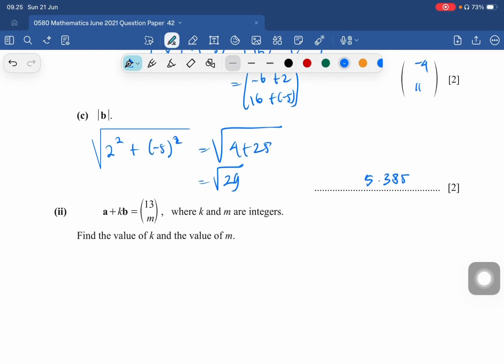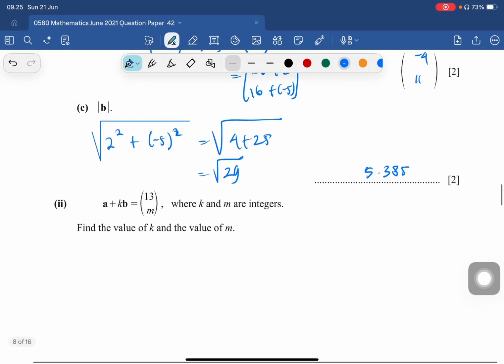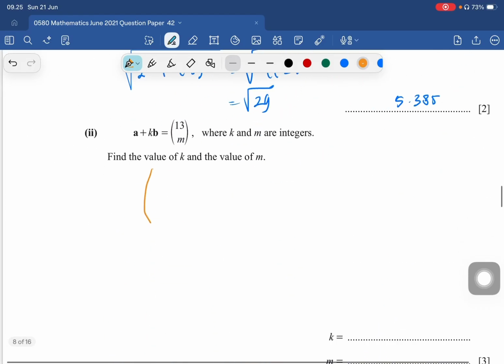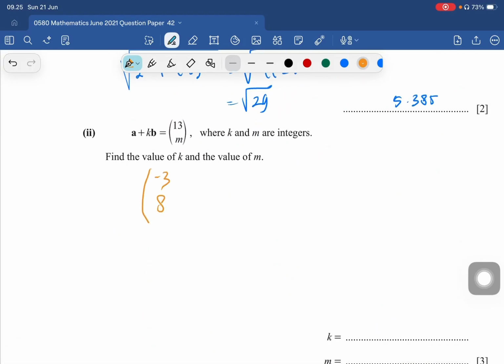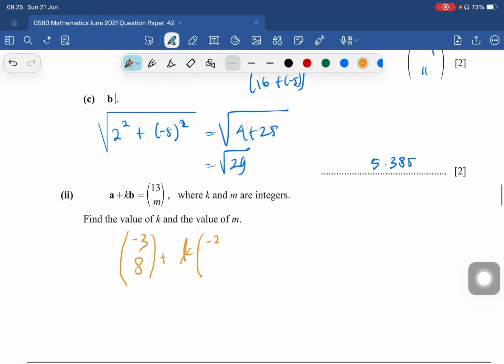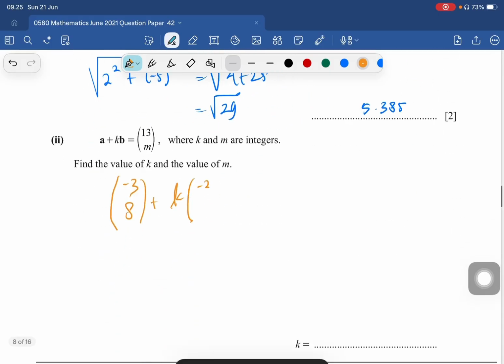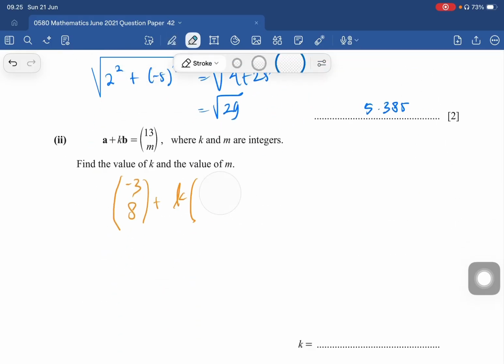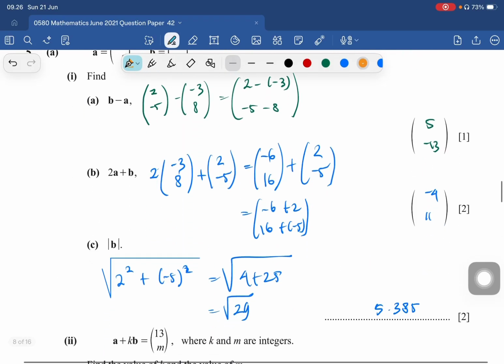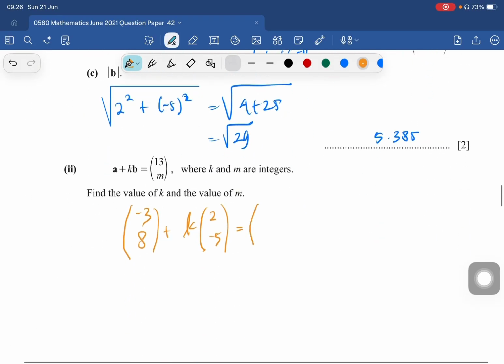Okay, a plus kb equal to (13, m), where k and m are integers. So what was a? Negative 3 and 8, plus the constant k times b, which is (2, -5). This is equal to (13, m).